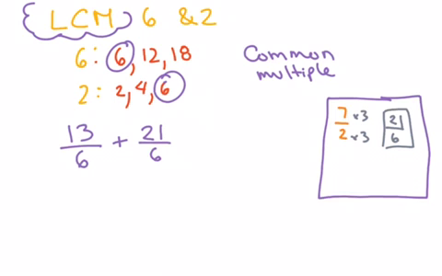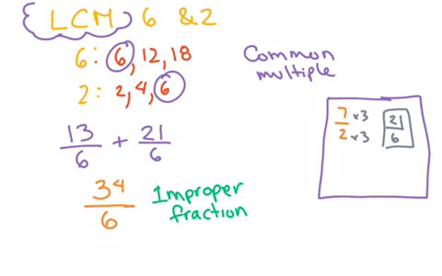13 plus 21 is 34. Over, denominator stays the same, 6. You never do anything with the denominators, they stay the same. Okay, now it's an improper fraction, so we have to change it to a mixed number. Okay, bad form, remember, that's bad form. So change it and then simplify. How many times can 6 go into 34 is pretty much what you're trying to find out. So we have 34 and 6.